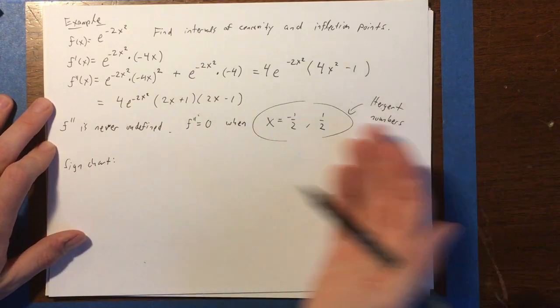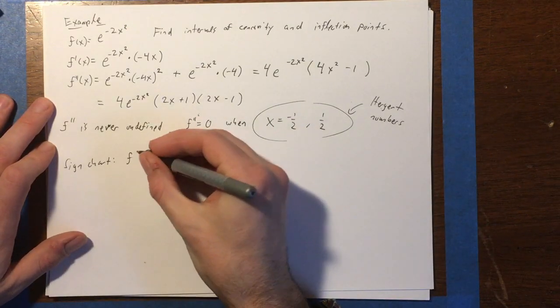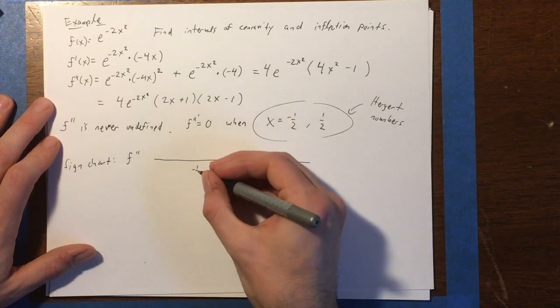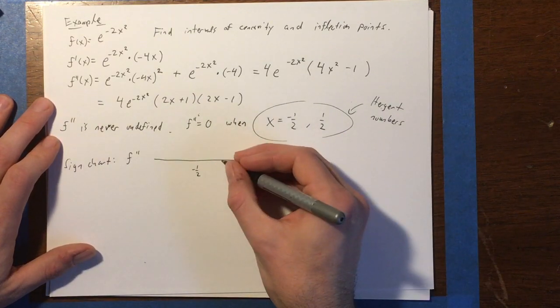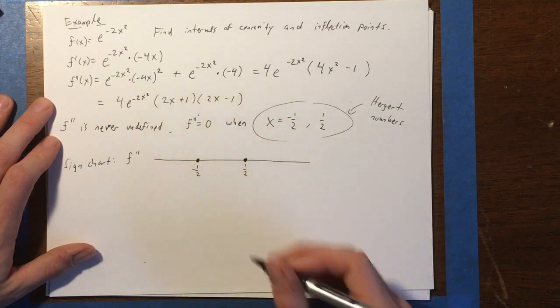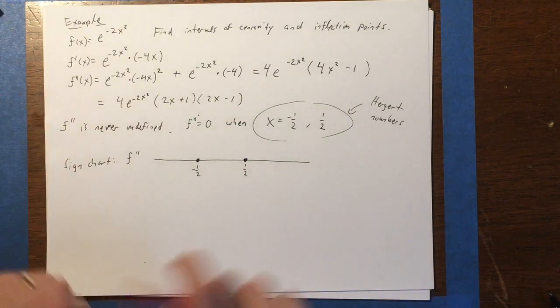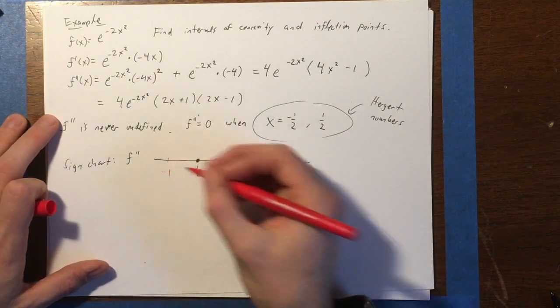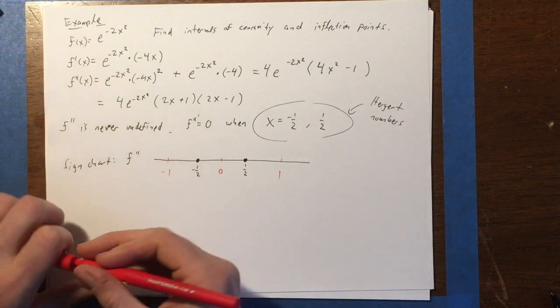And f double prime is defined everywhere else. So I'm going to draw a number line and plot my -1/2 and my +1/2. Those are both zeros, right? So I'll put solid dots. And then we're going to find some test values in between. So I'm going to grab 0 in between, -1 in this interval, and +1 in this interval.